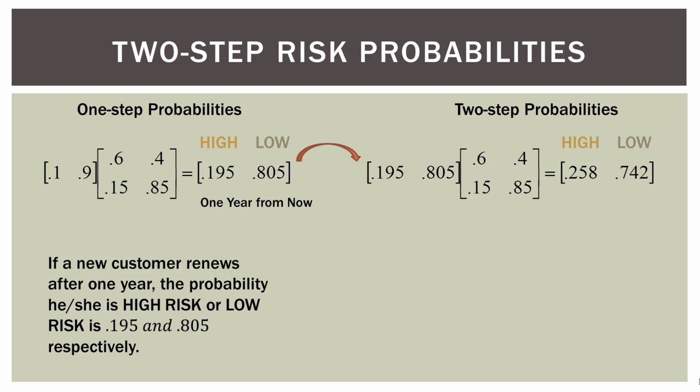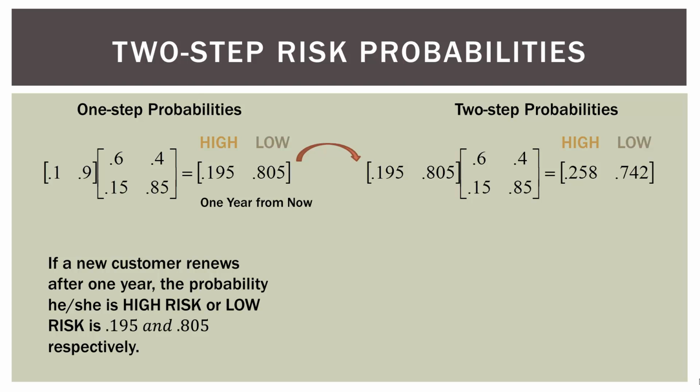Now in a practical sense, you can really see here just how much higher risk our drivers are than the general population. A new driver comes into our office to sign up, and after 2 years, you can see the probability of being high risk is 0.258 versus 0.1 out in the general population.